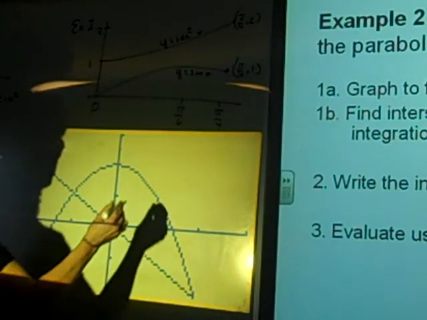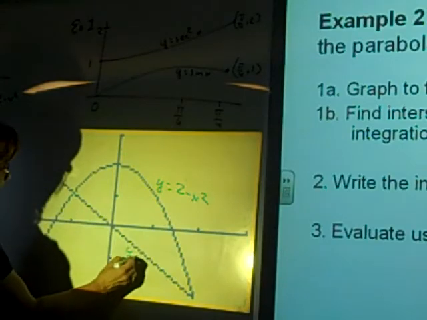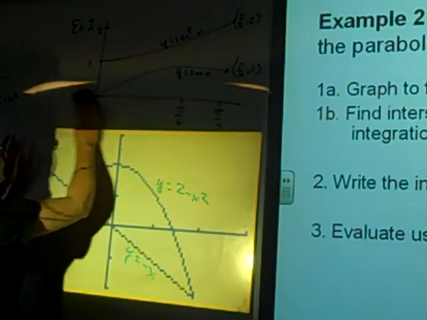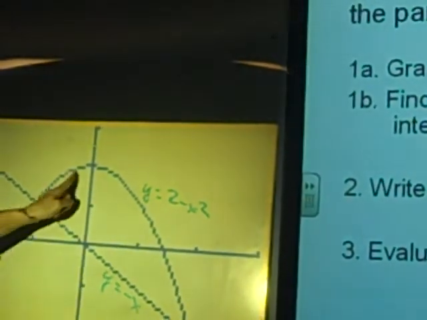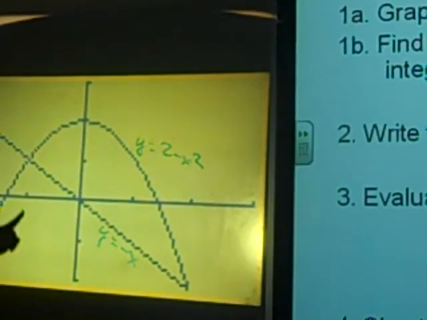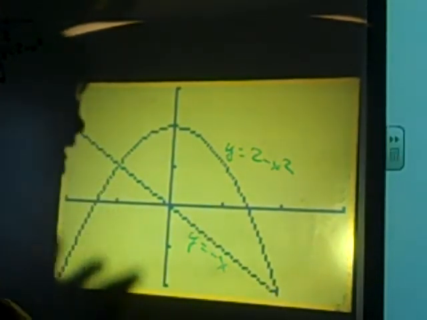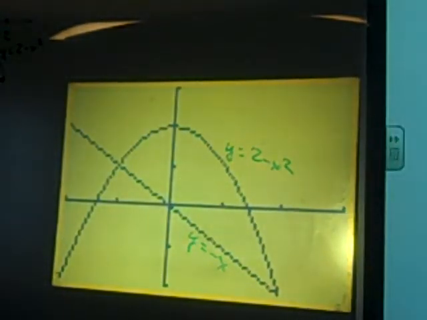We know this is the parabola, so this is y equals 2 minus x squared, and this is y equals negative x. So this is definitely going to be higher. I need these points of intersection. We can find them analytically. We can just set this equal to this.